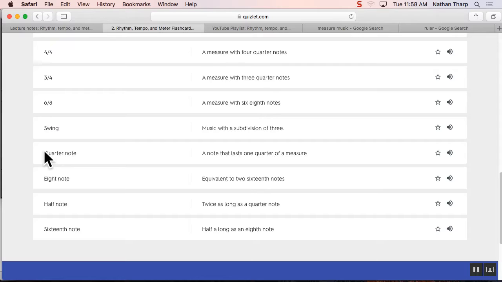A ruler is divided into halves, quarters, eighths. A measure can be divided into the same thing, right? Whole note, half note, quarter note, eighth note, 16th note. So a 16th note lasts a 16th of a measure. What does a 16th note mean? A 16th of a measure. That's what it means. An eighth note means an eighth of a measure. A half note means half of a measure.